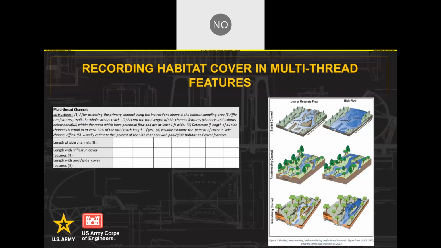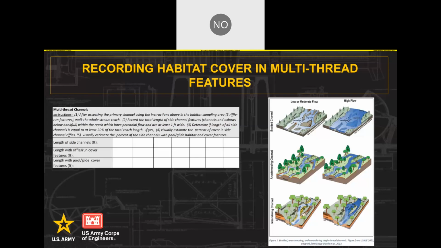So first, on your secondary or third channels, is the length of those at least 20% of your reach length? If it's not, then you ignore this. Cumulatively too, so you can count them all up and say, you've got a few of them. And if it's more than 20%, then you follow these steps. If it's less than, you ignore it for the sake of the assessment. You can still add it in the Maryland Stream Framework as a unit. You're just not adding points to those two metrics.